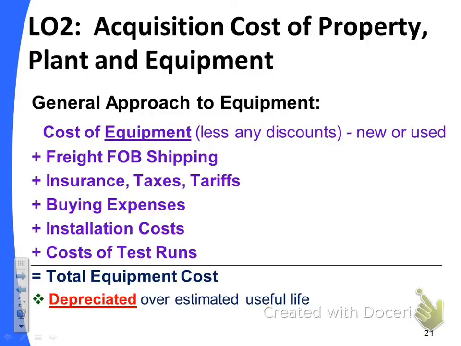When we have equipment, the cost of the equipment is going to include shipping, insurance, tariffs, taxes, any of that kind of stuff, the buying expenses, installation, and then if there are any test runs that have to be done on that equipment, that will be included in the total cost of the equipment. And again, that total cost would be depreciated over the estimated useful life of that particular asset.